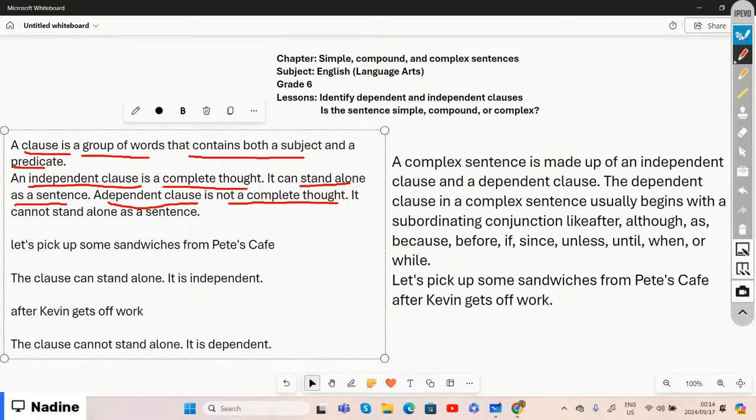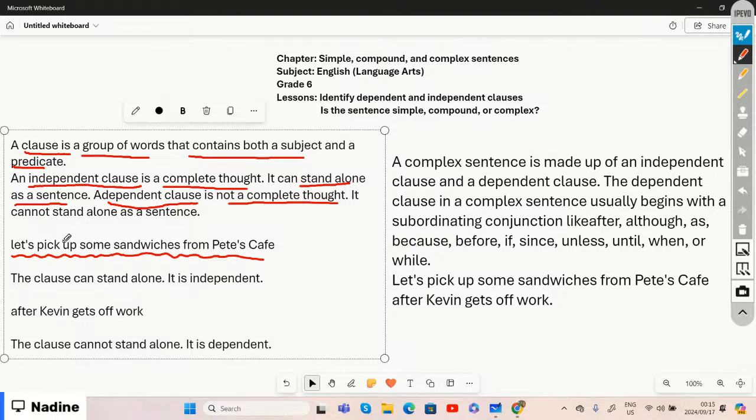Then the first example says, let's pick up some sandwiches from Pete's Cafe. If we look at that sentence, we can say that it is an independent clause because it has both a subject and a predicate, and that sentence can stand alone and already shows that it is a completed sentence. So it stands on its own and expresses a complete thought. That is an independent clause or an independent sentence.